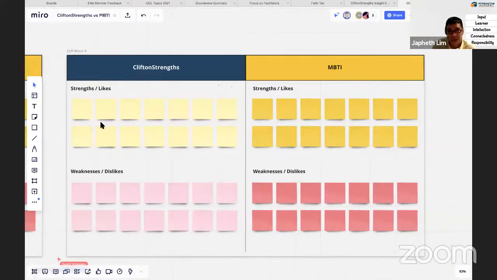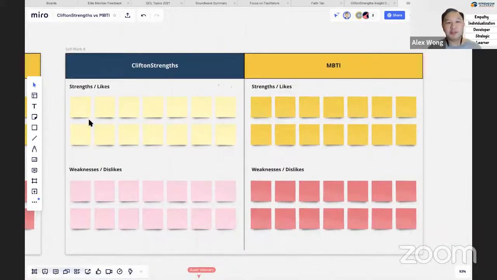Personally, I prefer CliftonStrengths because I'm a big believer of personal development. So I focus on myself first before others, right? That's why CliftonStrengths does help in that aspect. So next question is about the likes and dislikes, or strengths and weaknesses for both of these.